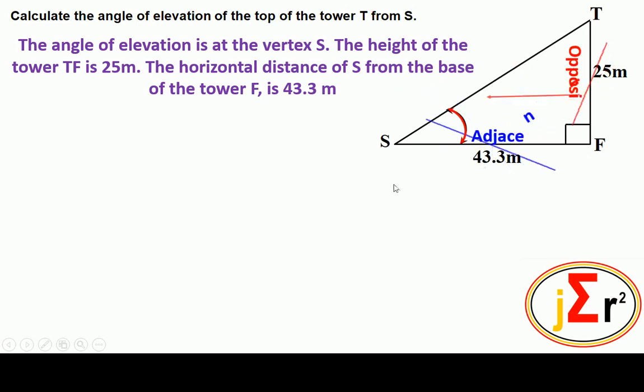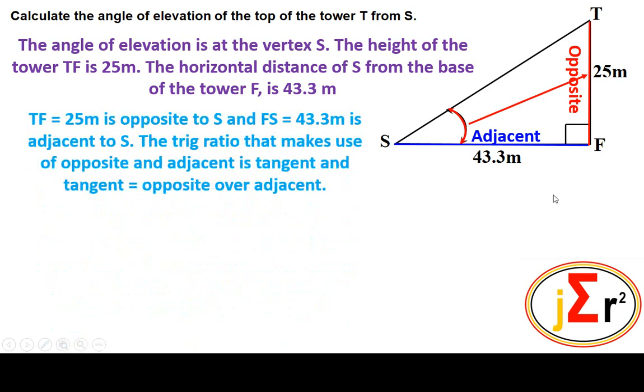We therefore have, relative to the angle of elevation S that we need to find, the side that is adjacent to that angle and the side that is opposite to that angle. TF is 25 meters and it is opposite to S, the angle S that we need to find. And FS is equal to 43.3 meters and is adjacent to S. The trig ratio that makes use of opposite and adjacent is tangent. And tangent is equal to opposite over adjacent.